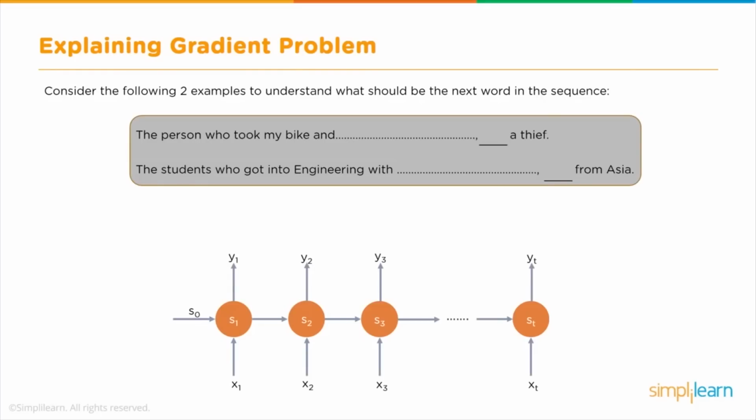Explaining gradient problem. Consider the following two examples to understand what should be the next word in the sequence. The person who took my bike and blank, a thief. The students who got into engineering with blank from Asia. And you can see in here we have our x value going in, we have the previous value going forward, and then you back propagate the error like you do with any neural network. And as we're looking for that missing word, maybe we'll have the person who took my bike and blank was a thief. And the students who got into engineering with a blank were from Asia.